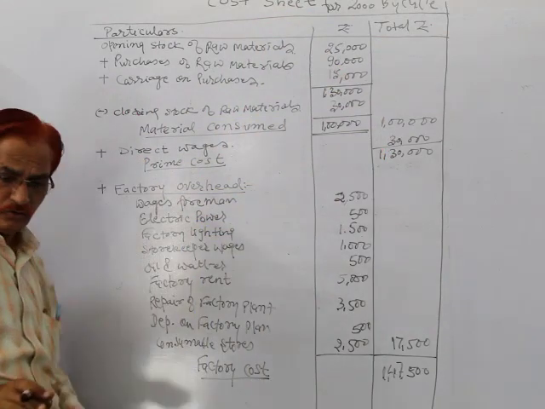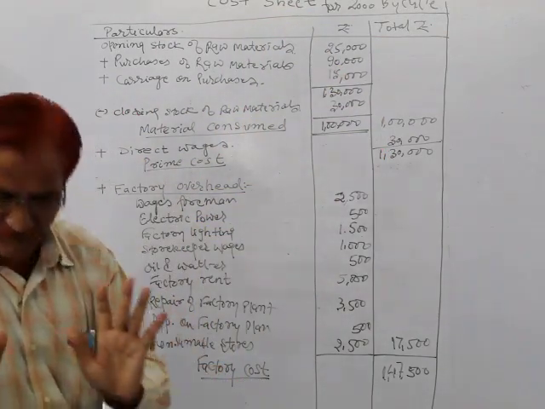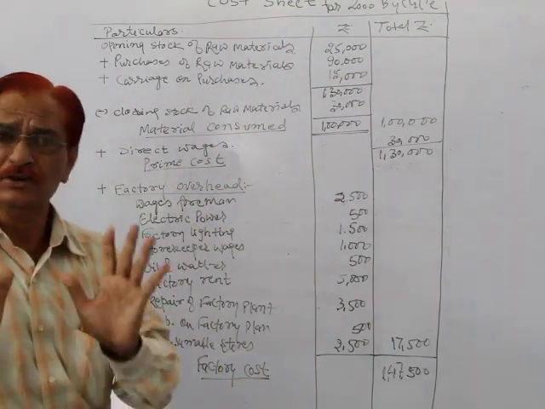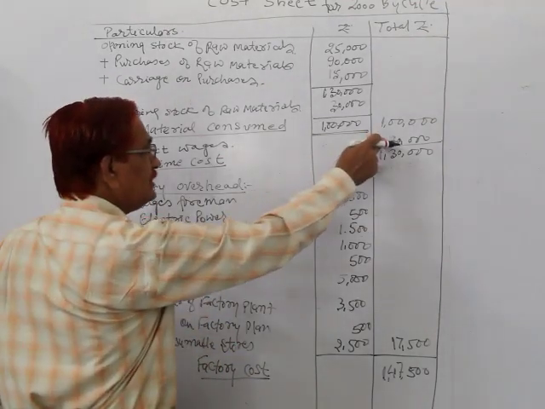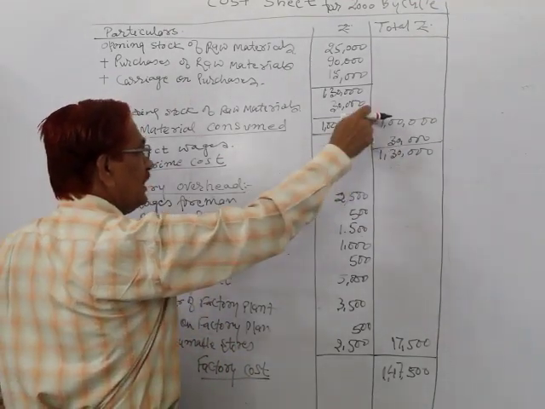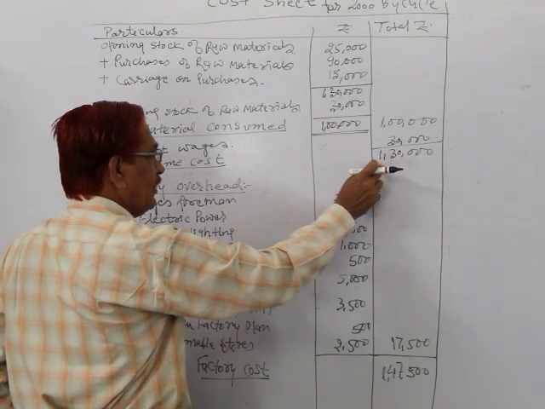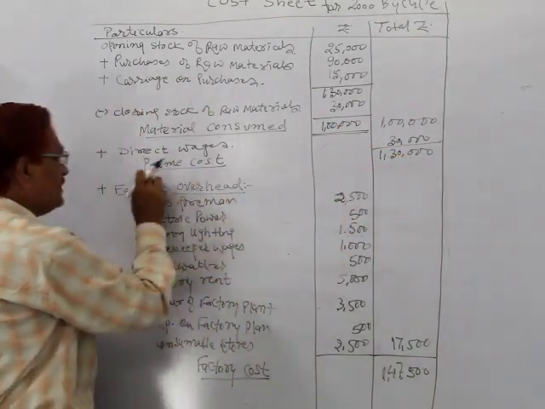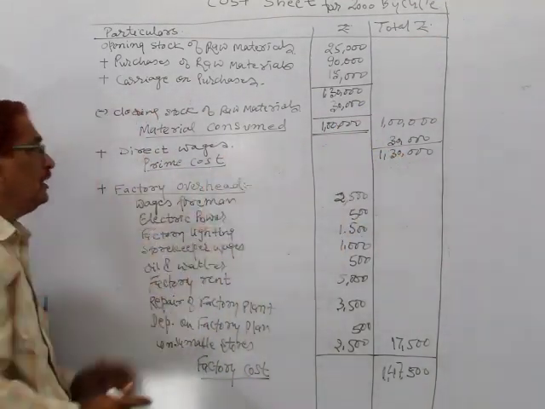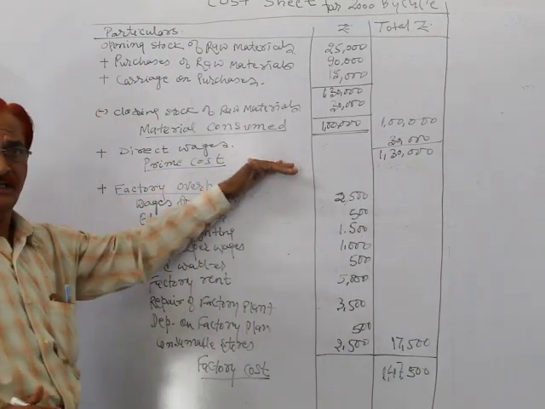Plus, now you go through the problems. There are wages. Wages is equal to the direct wages 30,000. When we add it to the material consumed, the new amount will be 1,30,000. This is the prime cost. Both are the direct expenses.